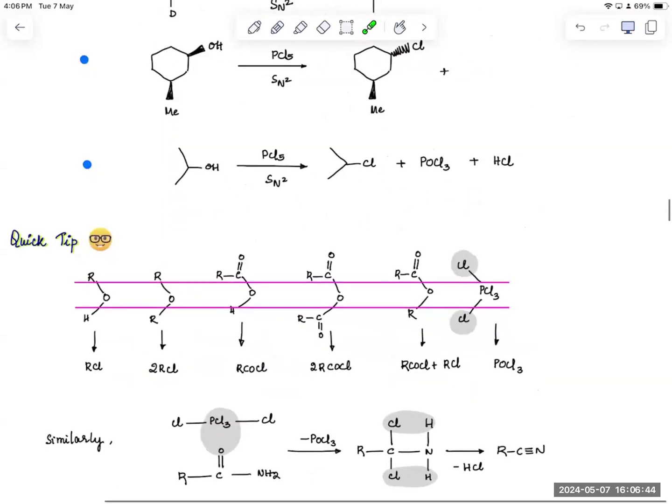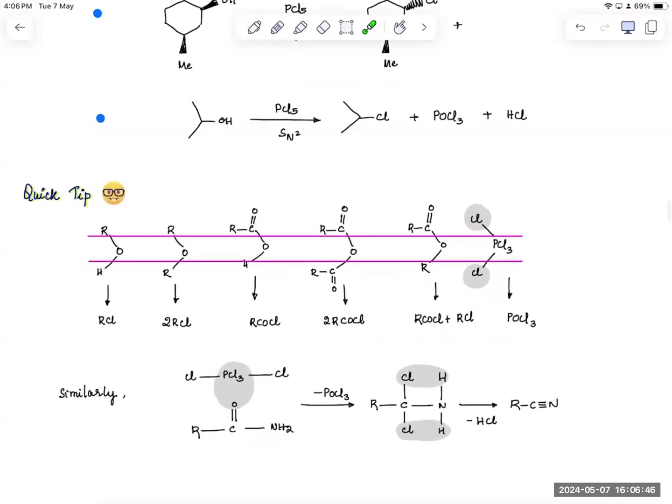Done. Now remember, if you have an alcohol, we require 1 mole, you will get the product as RCl. If you have ether, ROR, you will get 2 moles of RCl. If you have an acid, you will get 1 mole of ROCl. If you have anhydride, you will get 2 moles of acid chlorides. If you have ester, you will get 1 alkyl halide. This one will be RCl, this one will be ROCl. And lastly, all of these are with 1 PCl5 with 1 mole or 2 moles here.